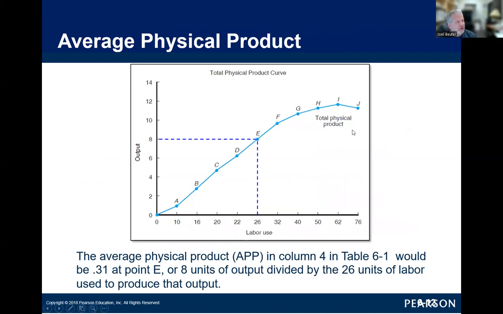So we can then look at our average physical product, and it's just the relationship between our labor use and our output. Once again, we just get it from the points on the graph, or really it's easier to derive it from the table and then draw the points on the graph, in my opinion.